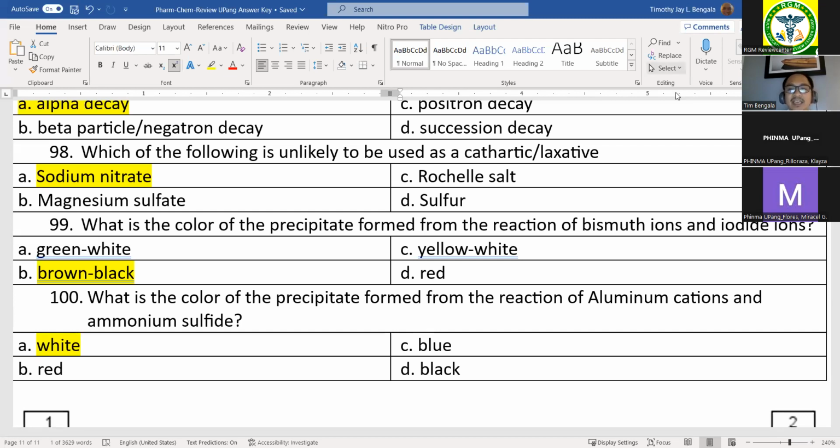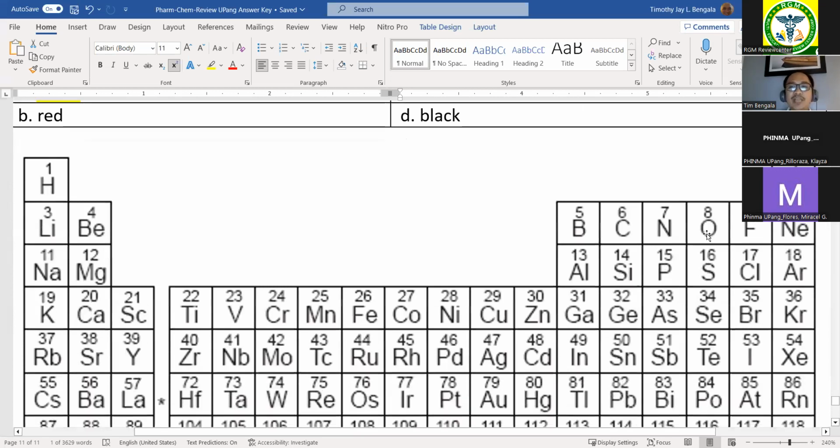So number 99, what is the color of the precipitate formed from bismuth and iodide? Brown, black, yung bismuth, iodide. So diniscuss natin yan. And then lastly, color nga ng reaction ng aluminum cation sa ammonium sulfide. So ito yung isa ulit na unique, aluminum hydroxide yung product, pero sulfide yung ginamit na reactant. Okay? So that is all.